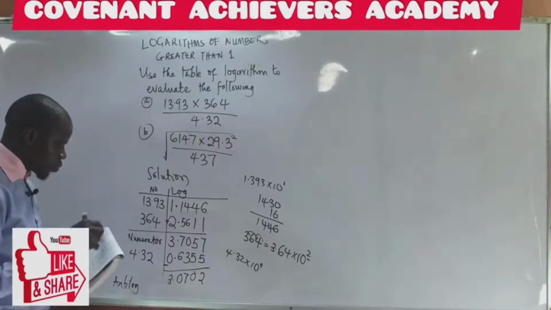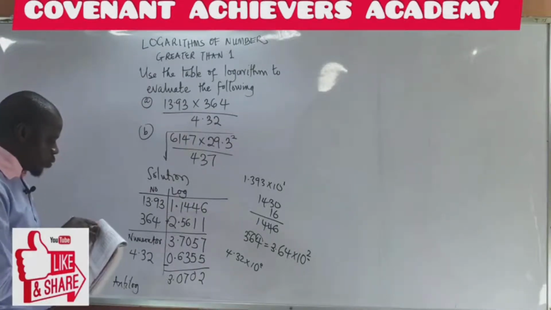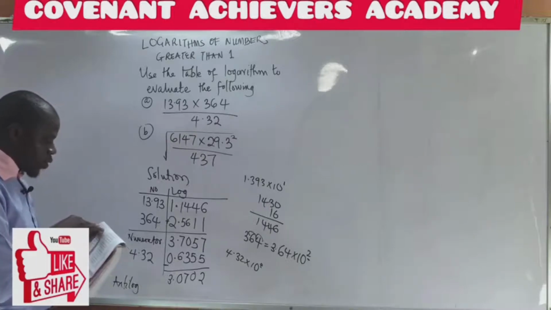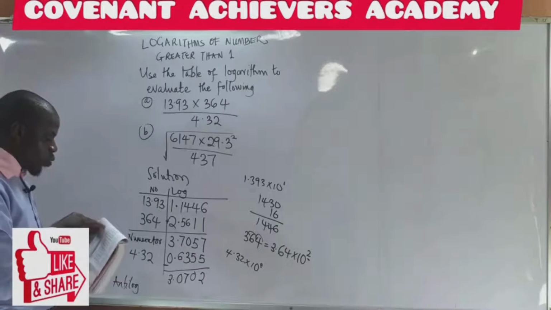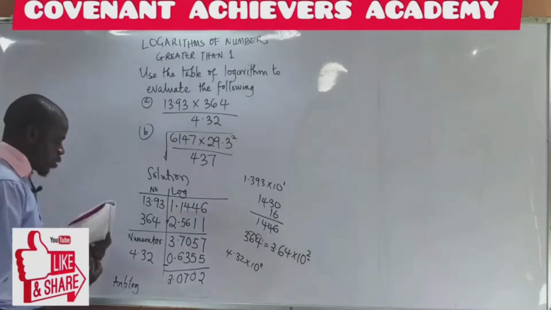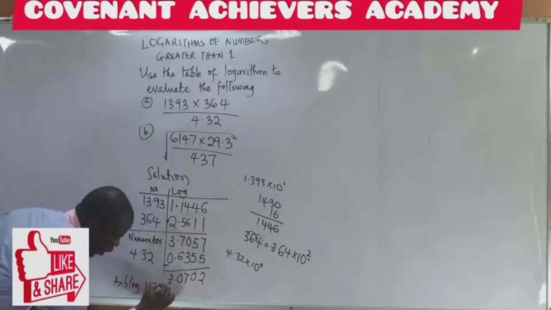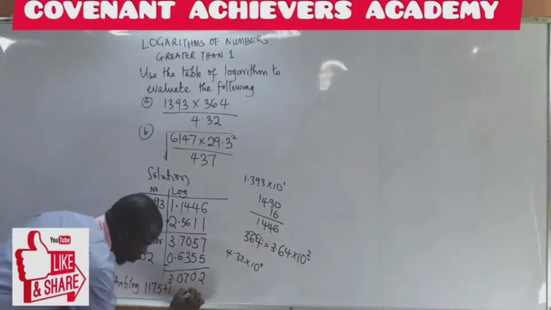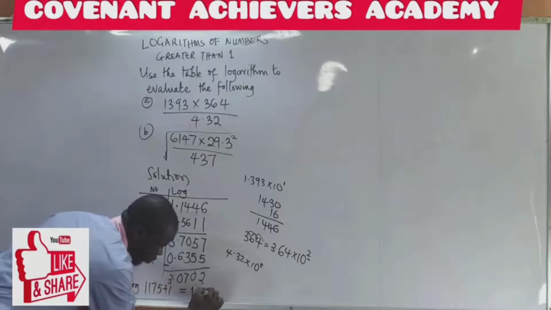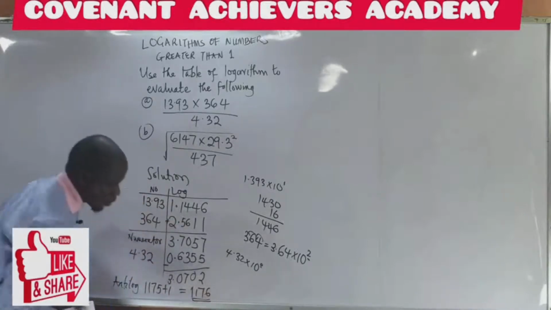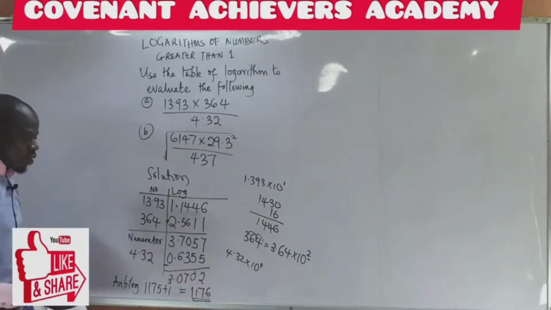0.07 under 0 is 1175. Then difference 2 is 1. So you are going to have it as 1175 plus 1. So that gives us 1176. 1176 as our final answer there.